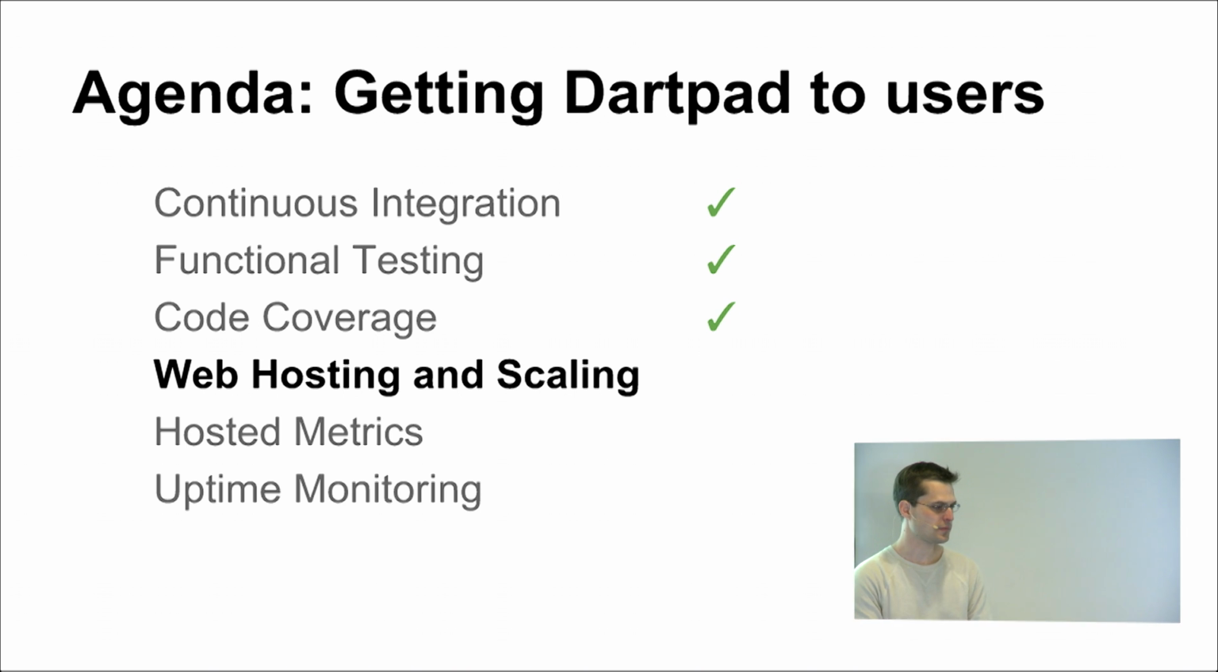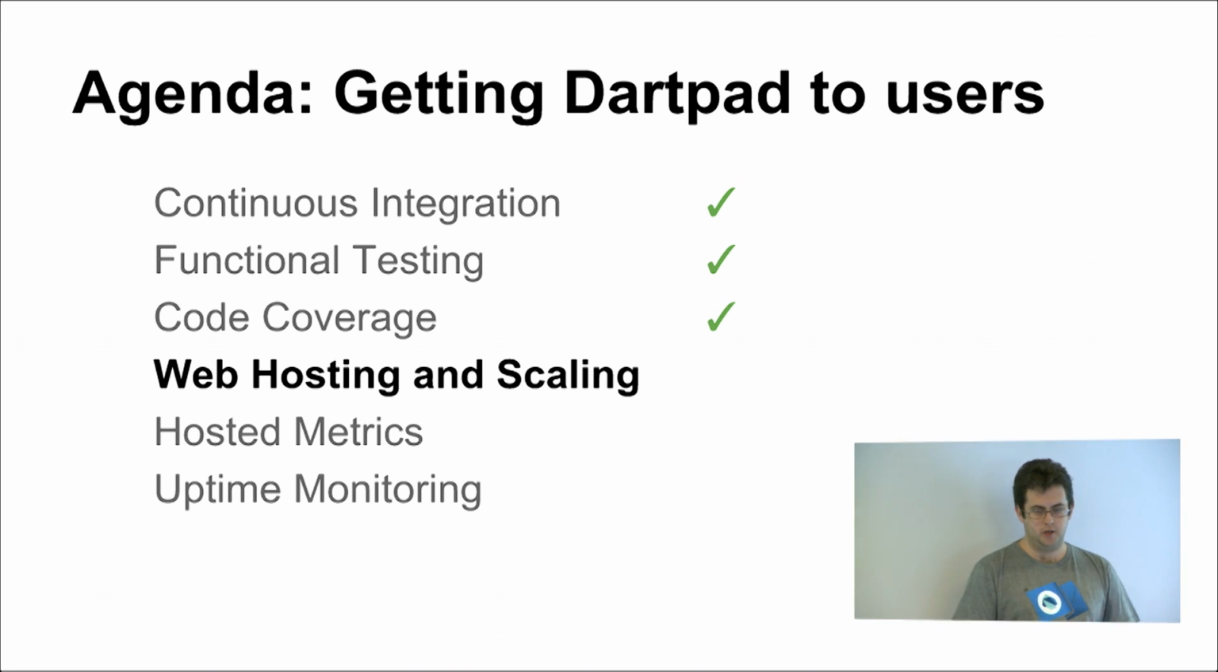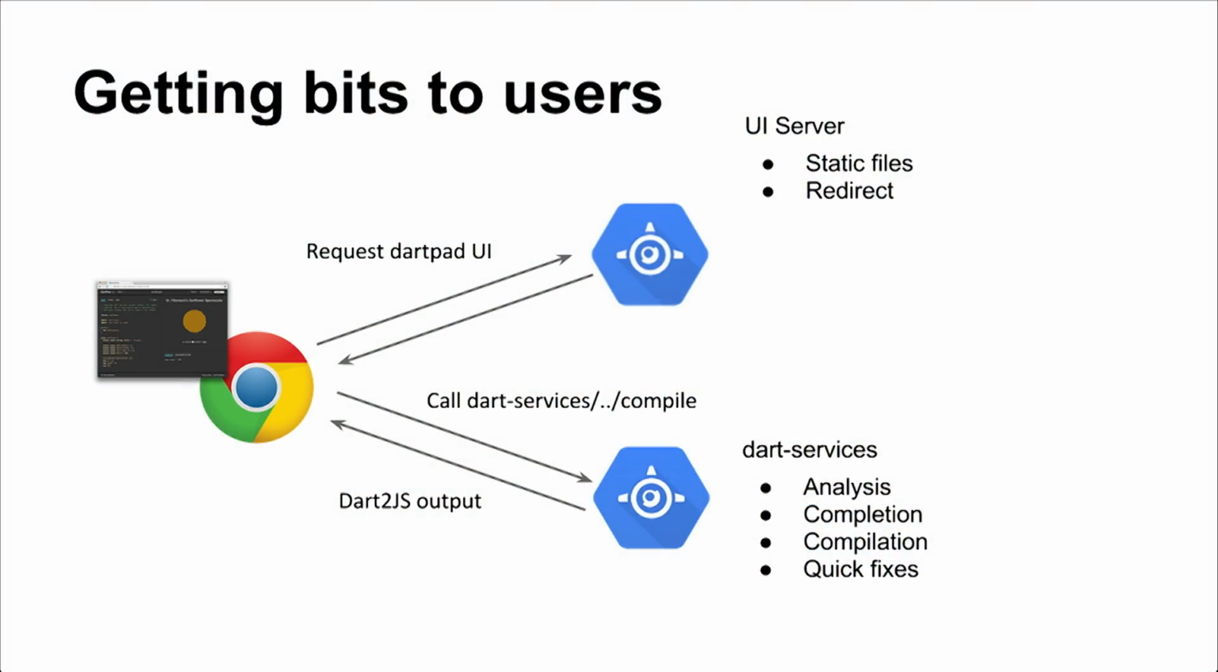Okay, so the position you're in now, looking through this list, is that you've written some code, you've written unit tests for it, you've written system tests for it, and you have some sense of how much of your application is being tested by your various test suites. That's great. So now the question is, how do you actually get that to users so they can do things with it? So we use AppEngine to do this.